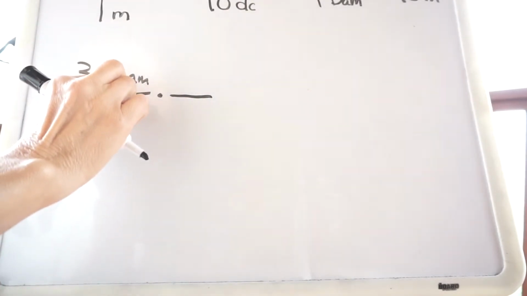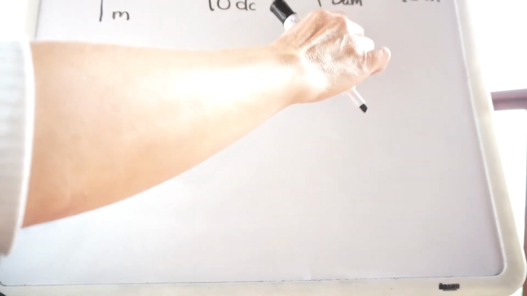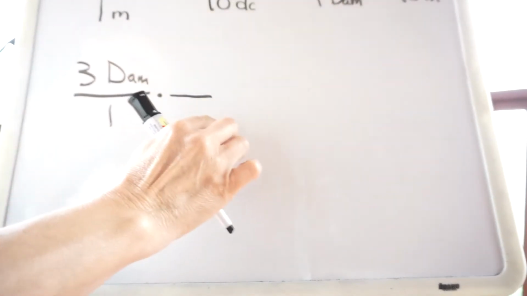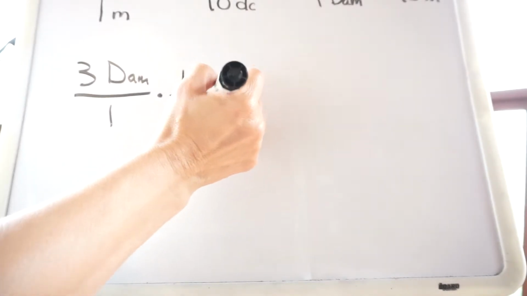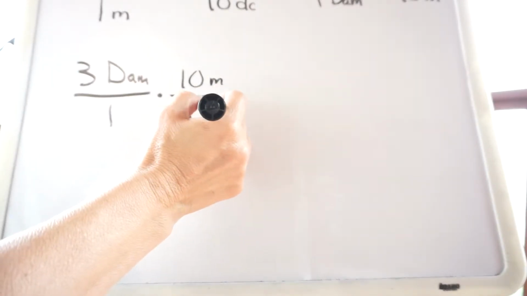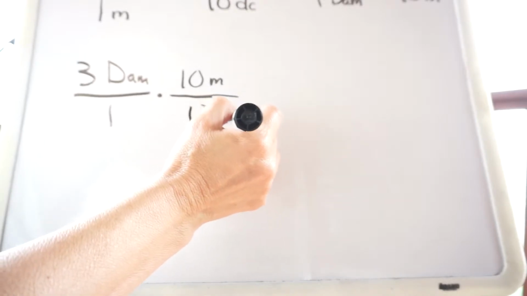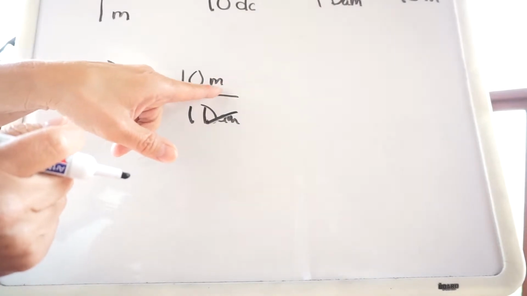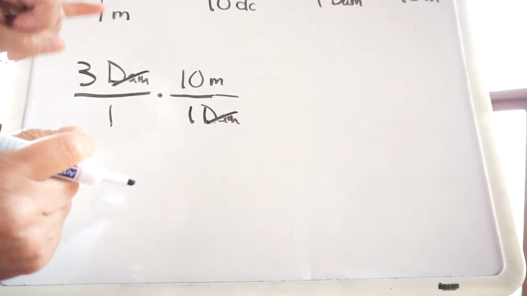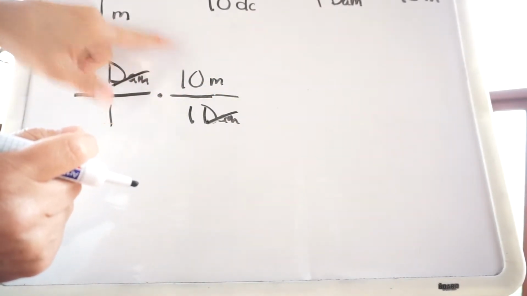Well, we have a decameter in the numerator, so we want to use the decameter that's in the denominator so that the decameter units cancel out. So we're going to use this unit multiplier instead of this one. So then we're going to have 10 meters to 1 decameter. And now our decameter units cancel. And we're left with meters, but we want to get to decimeters. So we need to go from meters to decimeters.